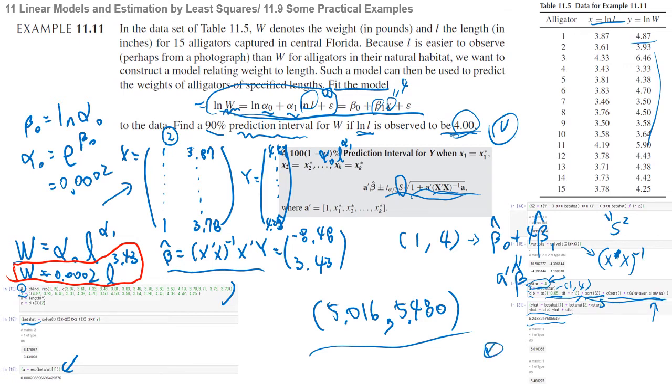Okay. Homework for chapter 11.9 is 11.63.